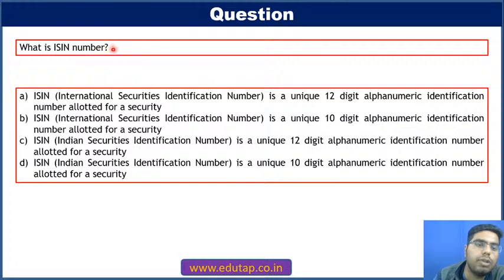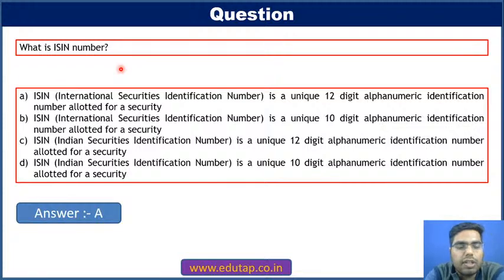Last question. What do you mean by ICIN number? What is the full form of ICIN? International Services Identification Number or Indian Securities Identification Number? And is it a 12-digit number or a 10-digit number? So ICIN is basically a specific number for your securities, and ICIN number is a 12-digit alphanumeric identification number, and the full form is International Services Identification Number.